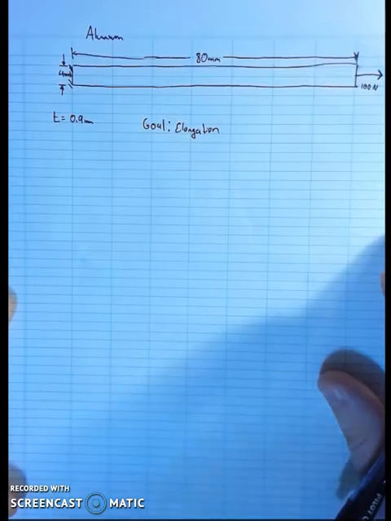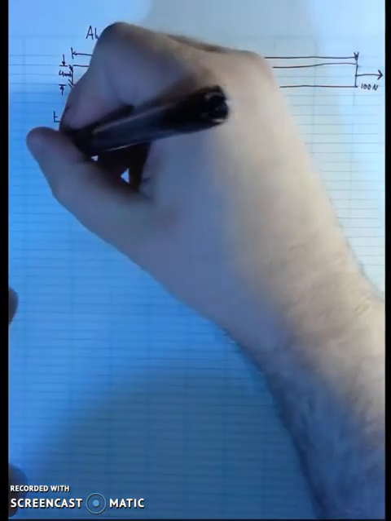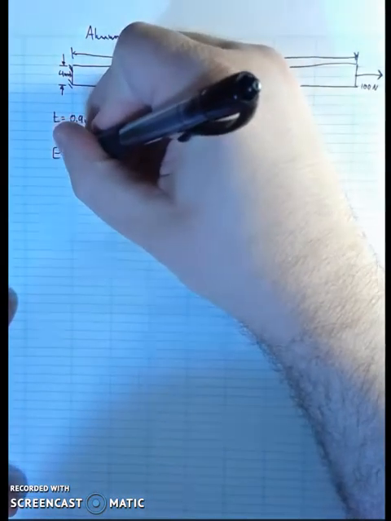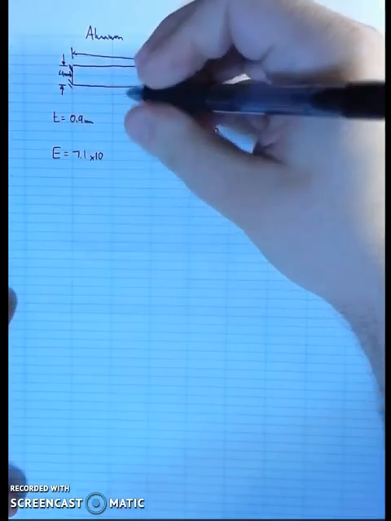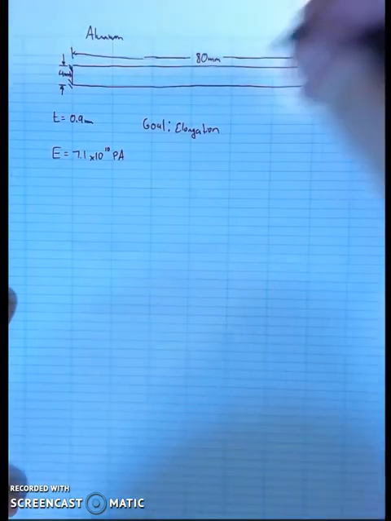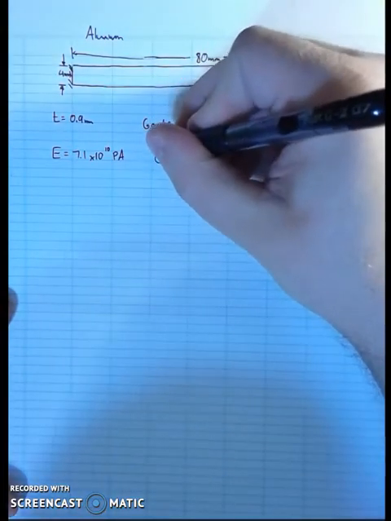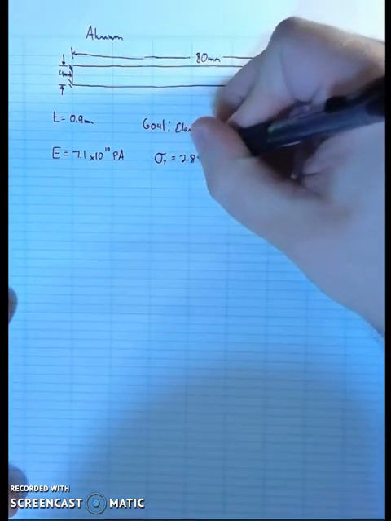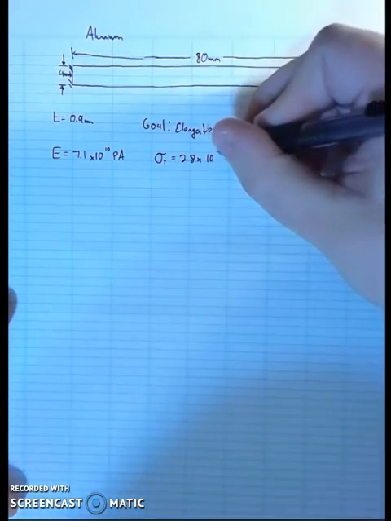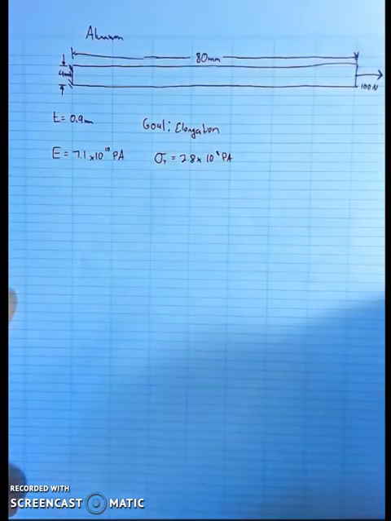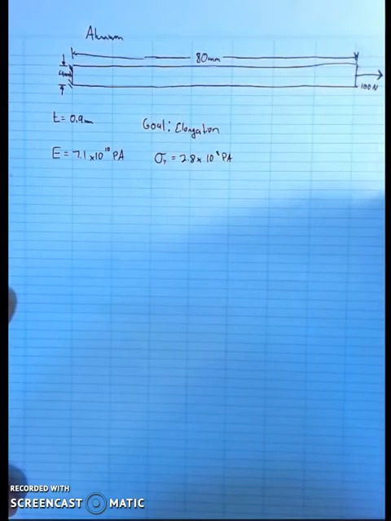To do that calculation, I need a few material constants. I need the Young's modulus, which I can look up for aluminum, which in this case is 7.1 times 10 to the 10th pascals. And I'm also going to need the yield strength, which is 2.8 times 10 to the 8th pascals. That's another value that I can look up for this material.